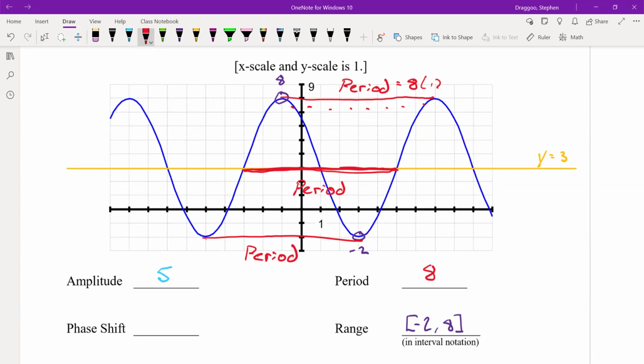I also could have found the x value at my two maximums. My first x value is at -1. My second one is going to be out at 7. The distance between -1 and 7 is 8. Also a valid way to figure out the period. But again, just need the length of that distance.